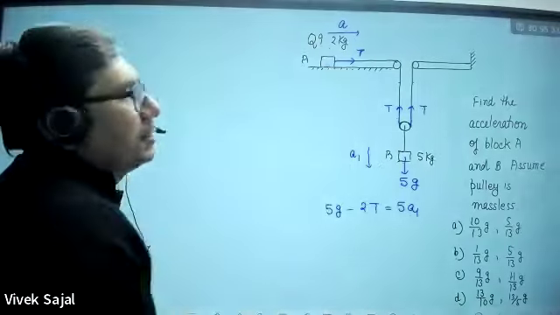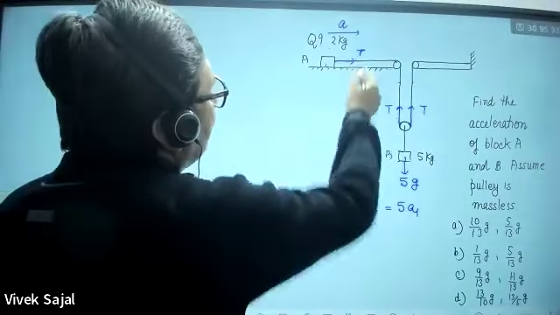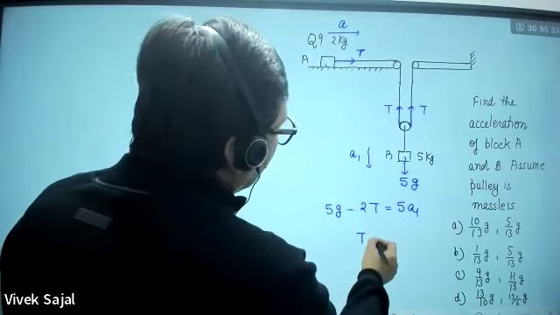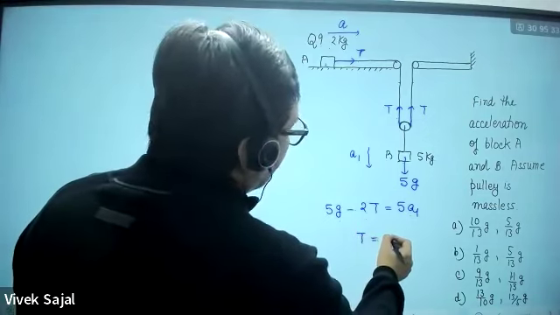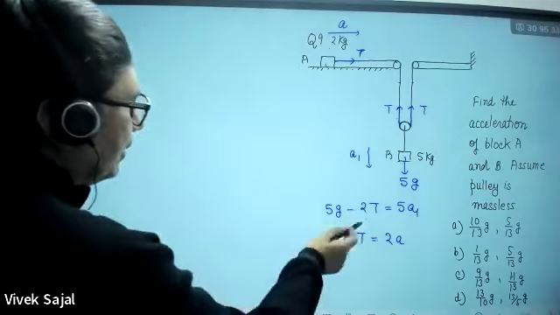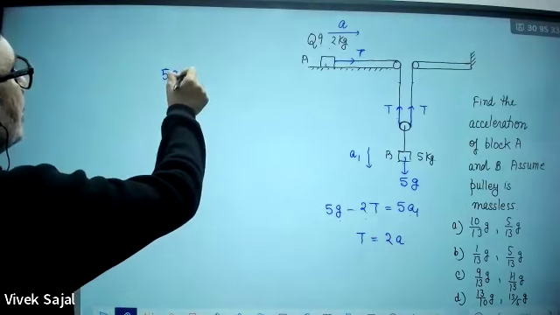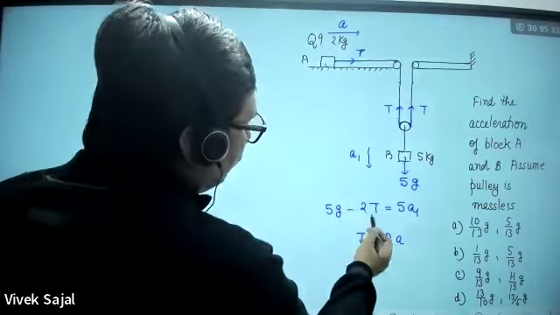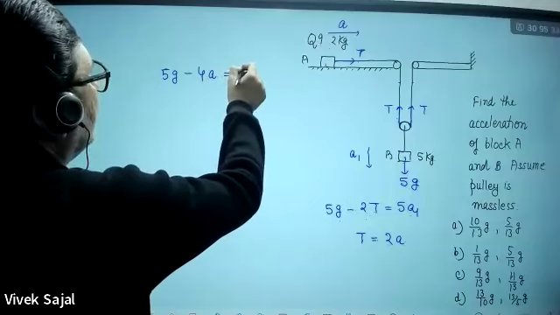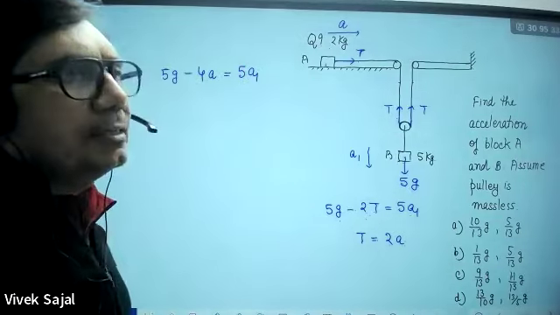What will be the equation for this? Block A, this is tension T here. So this tension T is acting in this direction, and due to this tension, acceleration will be 2 of A. So 5G minus, substitute this T here, 2 2 is 4A. This will be 4A, and that will be equal to 5A1.